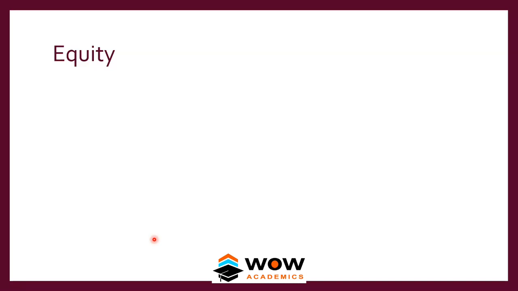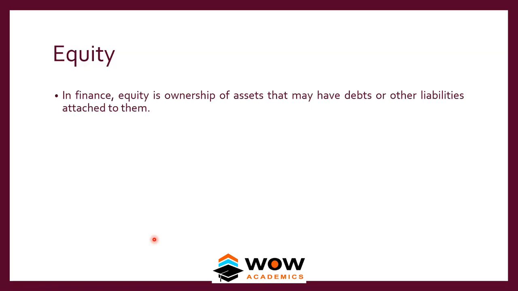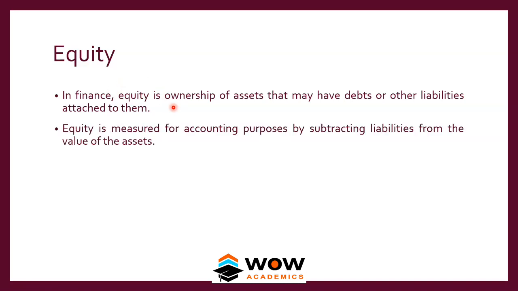We'll now move on to the equity side of the equity and liability side of the SOFP. So what is equity here? In finance, equity is ownership of assets that may have debts or other liabilities attached to them. So equity refers to the ownership of a company. So these people are the owners of the company here. Equity is measured for accounting purposes by subtracting liabilities from the value of assets.